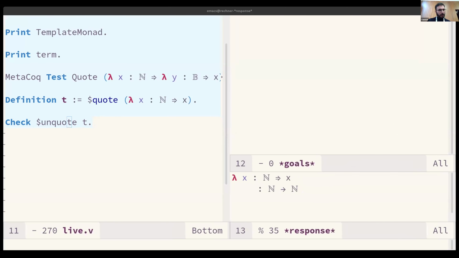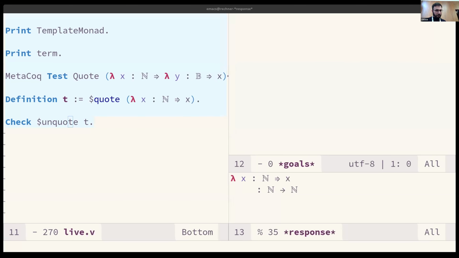So let me see. Then we're going to run a couple of simple commands through the monad. Come on. It's back. Good. There we go.